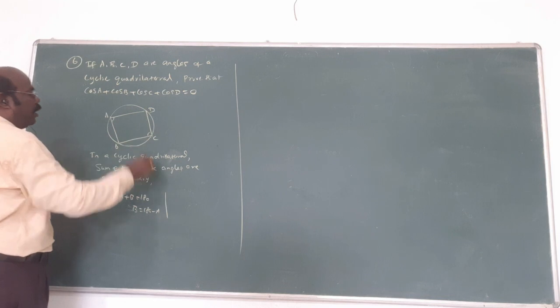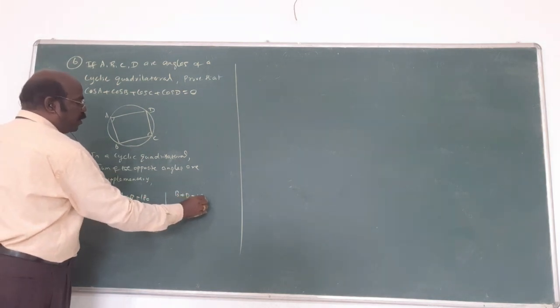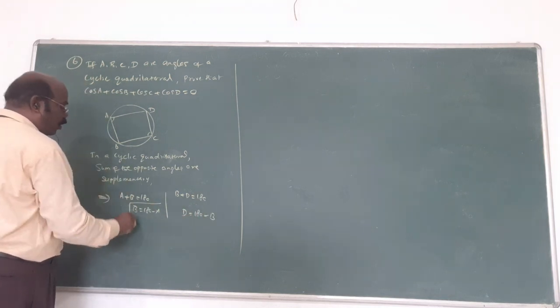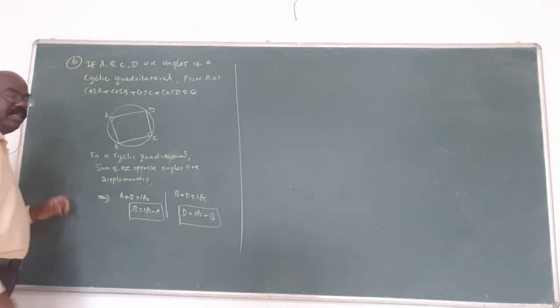And the other one: B plus D equals 180. So D equals what? 180 minus B. Am I right? From this you find the D value.